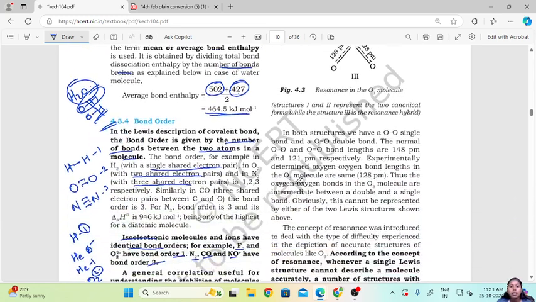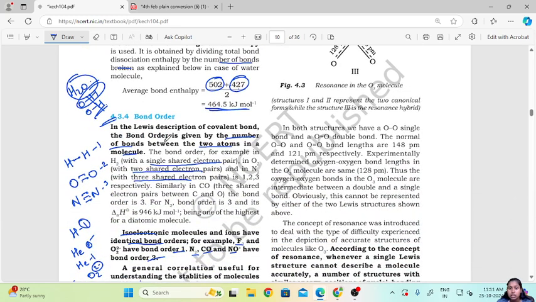Now in both the structures we have an O-O single bond and an O=O double bond. The normal single and double bond lengths of oxygens are 148 picometers and 121 picometers respectively. So these are the bond lengths.